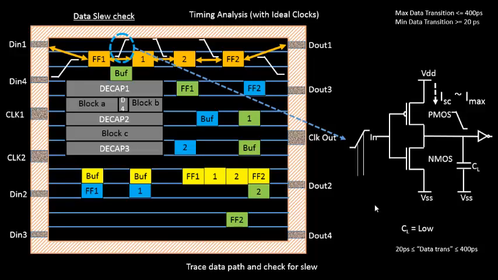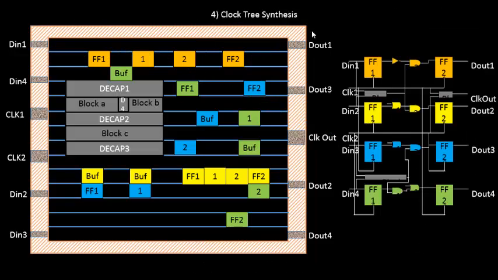After we have done with the basic timing analysis with ideal clocks on the optimized placement stage, the next step is to do clock tree synthesis. So now we are entering into the clock world. By clock tree synthesis, we mean that this clock 1 should be reaching its respective flops.